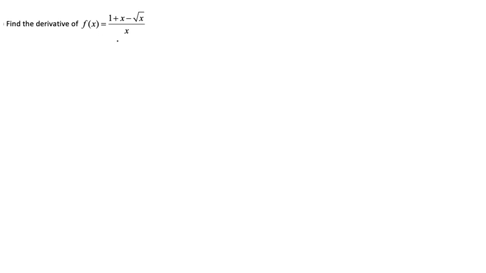We could use a quotient rule, right? We learned that in this section. We can use a quotient rule. But I notice there's only one term in the denominator here, so as a function, we can actually split this up. We got 1 over x plus x over x minus radical x over x.